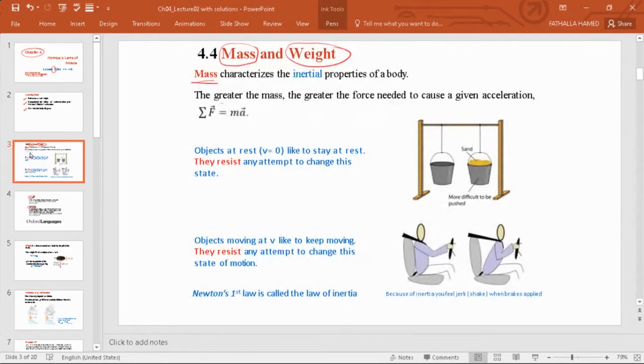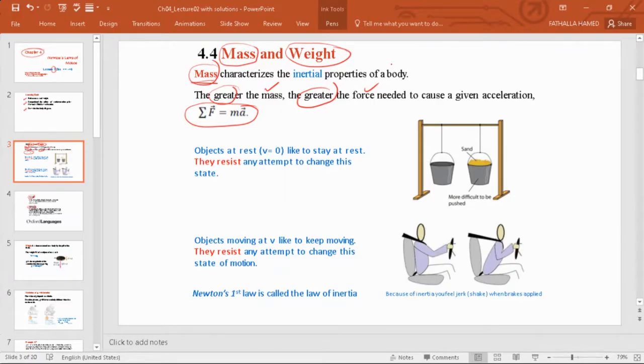So that's why we say here that mass is characterized by the inertial properties of a body. Now, you all learned in the previous lecture about Newton's second law, and we said that the net force is equal to ma. So in accordance with this, the greater the mass, the greater the force. So the mass plays a role.